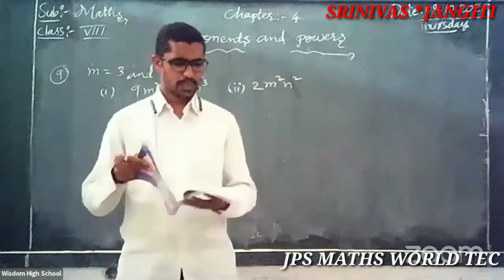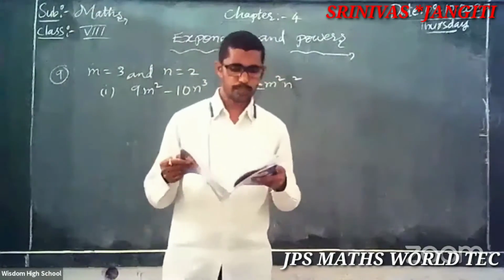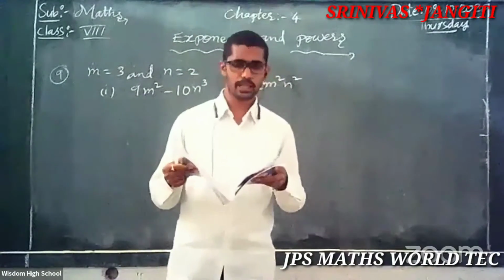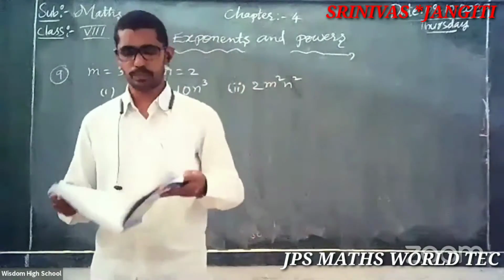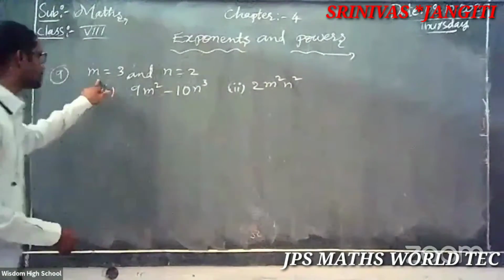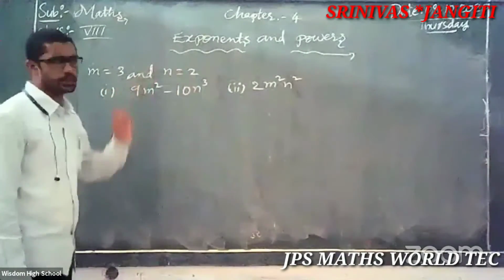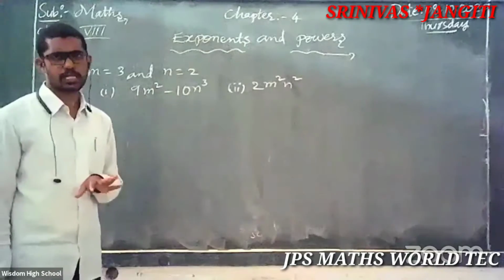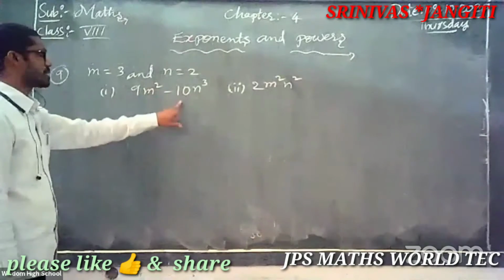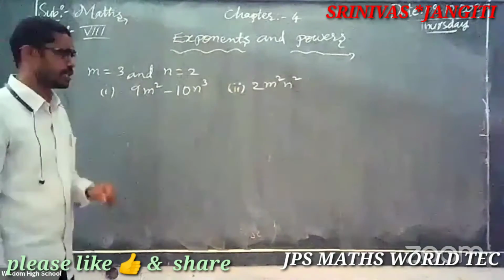You observe here, the problem is: if m is equal to 3 and n is equal to 2, find the value of 9m squared minus 10n cubed. Do you understand? So simple a problem. Here two values are given: m is equal to 3 and n is equal to 2. And we have to find 9m squared minus 10n cubed. It is very easy. Let's start our solution.